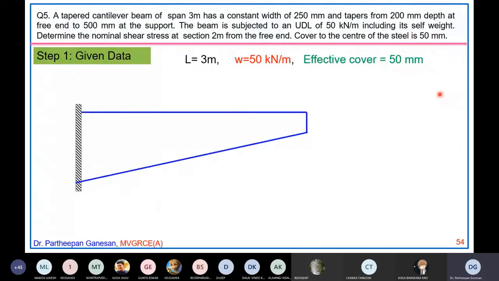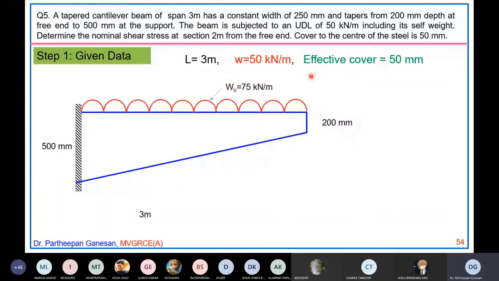Okay. So now if you see, this is the cantilever beam. This is fixed at the left support, and this span from here to here is 3 meter. This depth is 200 mm at the free end, and at the fixed end it is 500 mm overall depth, because it is only given depth. It is not given effective depth. So these are all overall depth. Remember, this W is only service load. So we have to find out what is the factored UDL. That is, factored UDL will be 1.5 into W. So WU is equal to 1.5 into 50, which is 75 kilonewton per meter.